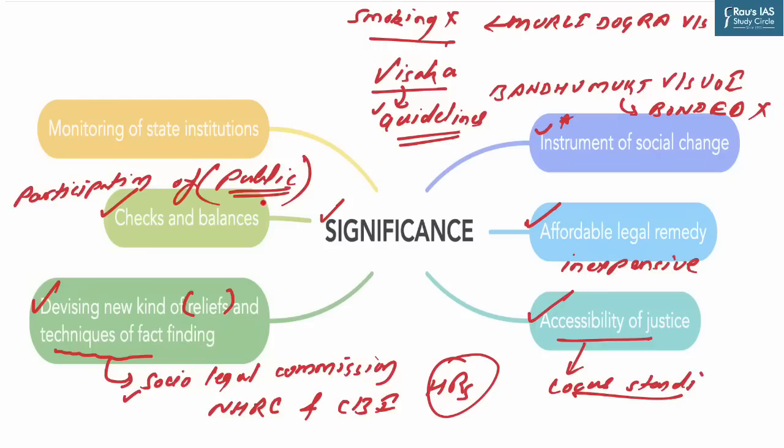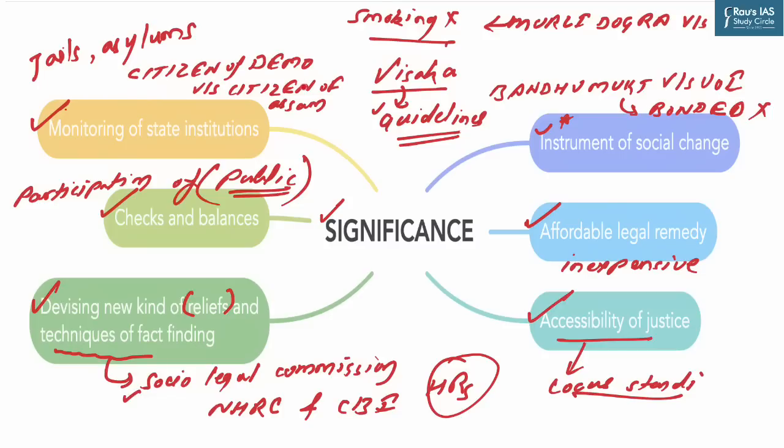Now, lastly, monitoring of state institutions such as jails, asylums, women protective homes, juvenile homes, and others has been maintained, as was the case in Citizen for Democracy versus State of Assam, in which the Supreme Court declared that handcuffs and other fetters shall not be forced upon a prisoner while lodged in jail. So it provided a guideline to the administrative institution so that the human rights of prisoners can also be maintained.